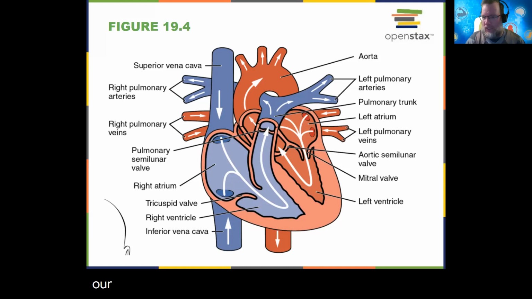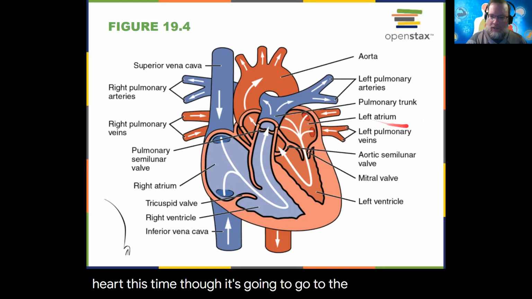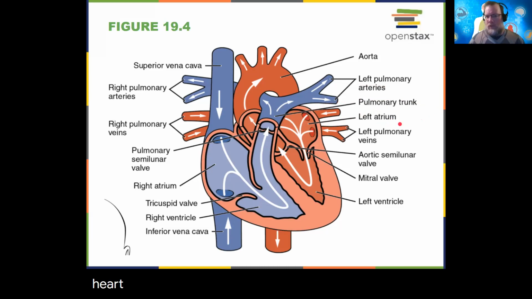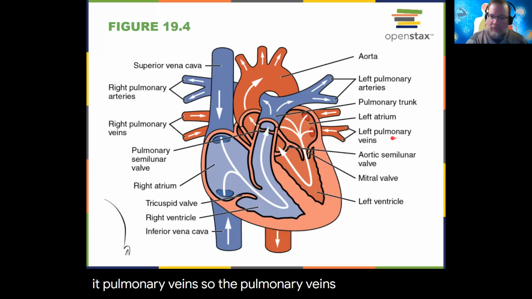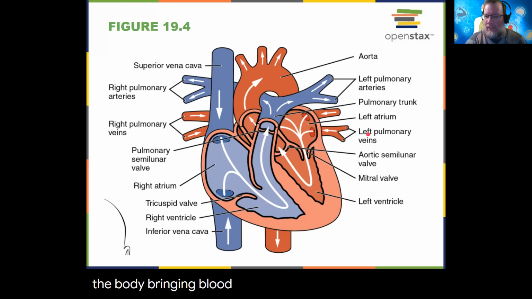So now we've got oxygenated blood. We need to send that blood back to the heart. This time, though, it's going to go to the left side of the heart. And again, blood that's going toward the heart is going to be in a vein. Since it's coming from the lungs, we call it pulmonary veins. So the pulmonary veins, the only veins in the body bringing blood high in oxygen to the heart, are going to dump that blood into, you guessed it, the left atrium.